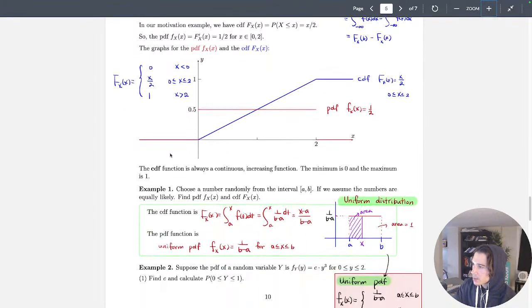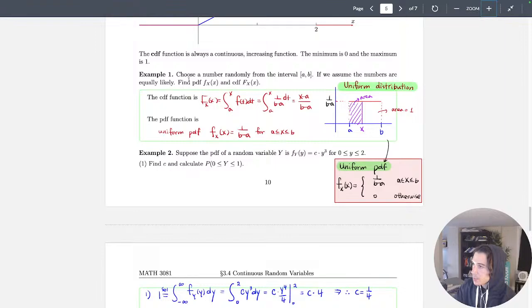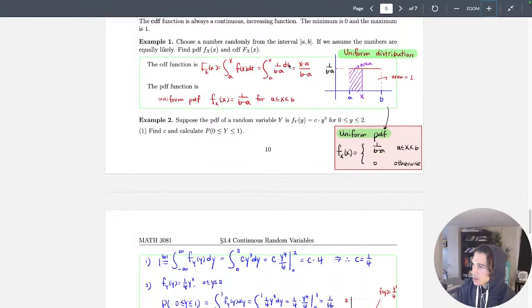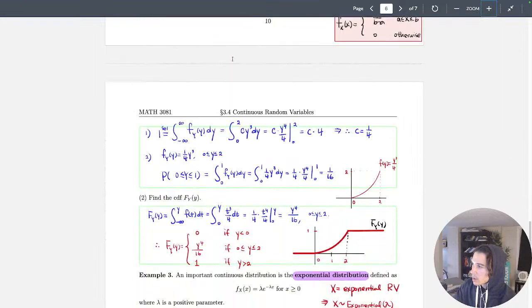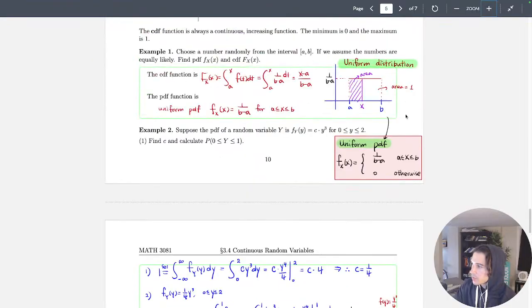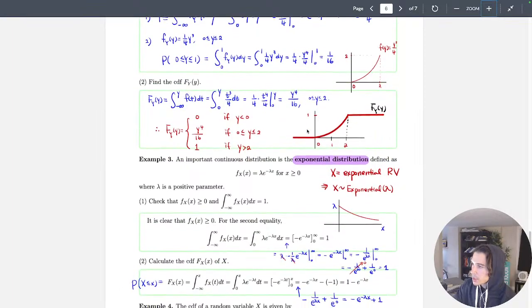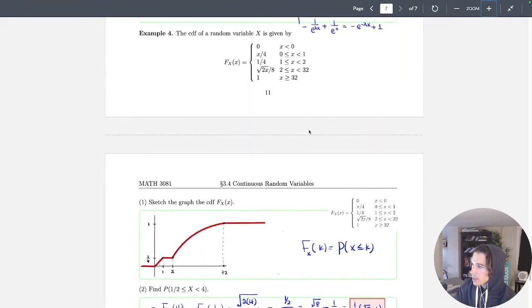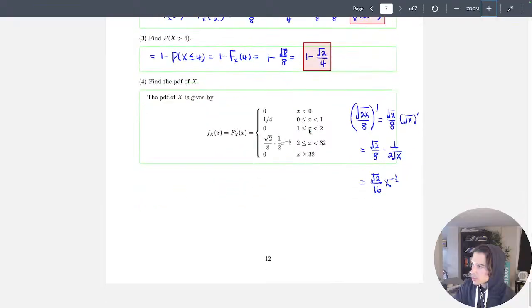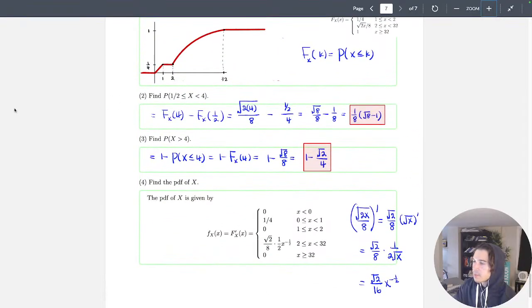Okay. Skipping. Cool. Important to note, uniform distribution thing. It's good to know, but I know it. And yeah, are these just all examples? Yes. Okay, cool. Made it through that.